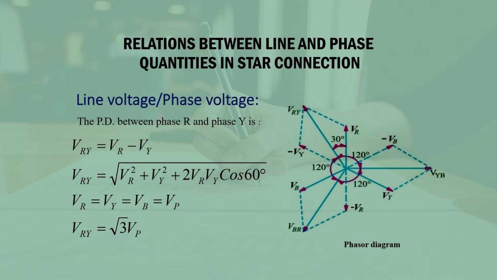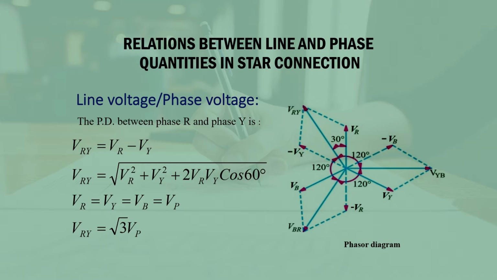So here you can see that the potential difference between phase R and phase Y can be written as VRY. So VRY can be written as VR minus Vy. That means it is a phasor difference. If you want to calculate the line voltage between R and Y, it can be written as VRY, and it will be the phasor difference of these two phases. That means VRY is equal to VR minus Vy. So here minus Vy is coming into the picture.